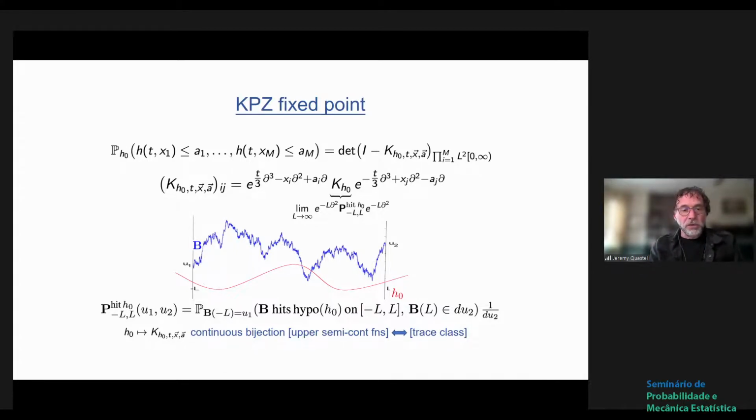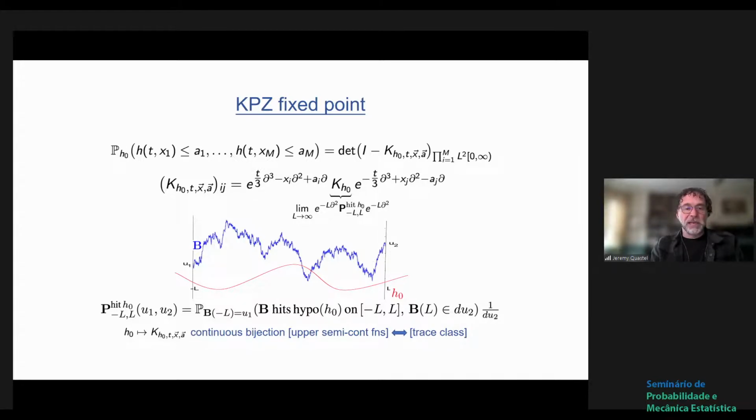Well, you do it with Brownian hitting probabilities. Before we had Brownian motions not crossing H0. Now we have Brownian motions insisting on crossing H0. That's just from some inclusion exclusion. So to produce the KH0, we take this hit operator, which says, what's the probability for a Brownian motion starting at U1 at time minus L to be at U2 at time L and to have crossed my initial function H0, to have entered its hypograph. So hypograph just means all the stuff below the function.